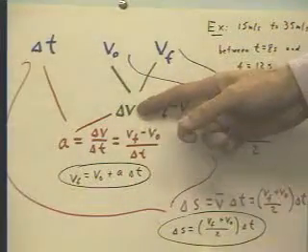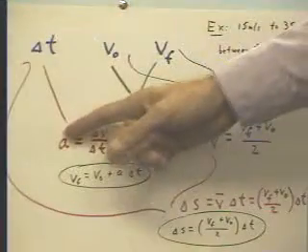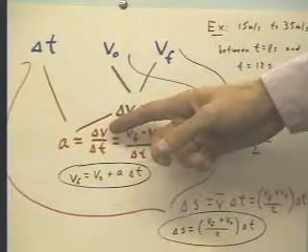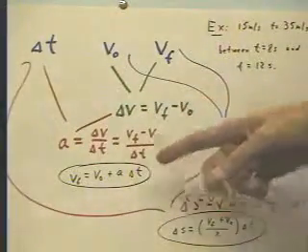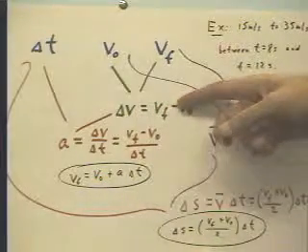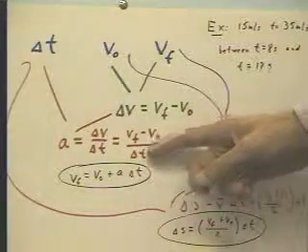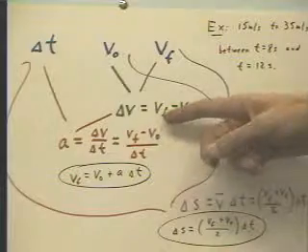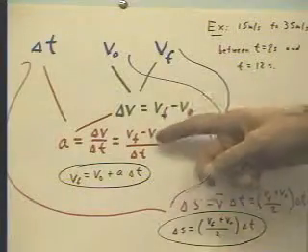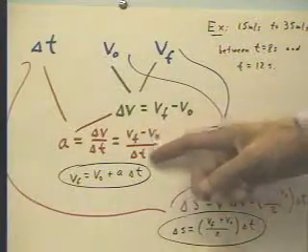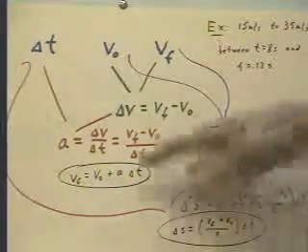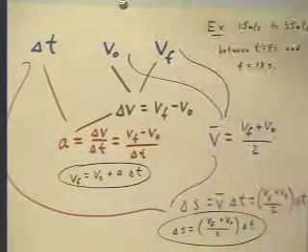And then once we know delta v, we put that together with delta t to get our acceleration, which is just delta v over delta t. Of course, since delta v is vf minus v naught, we write vf minus v naught over delta t, and our acceleration is equal to this expression.